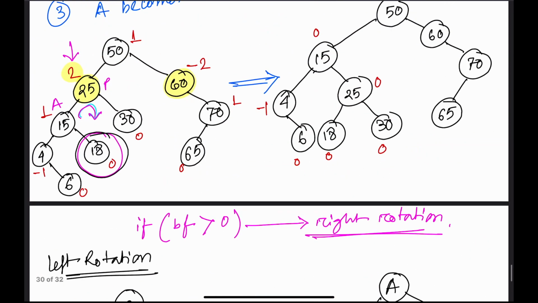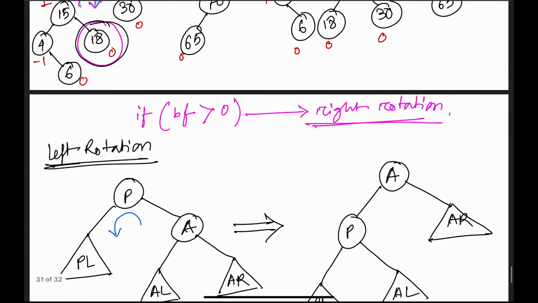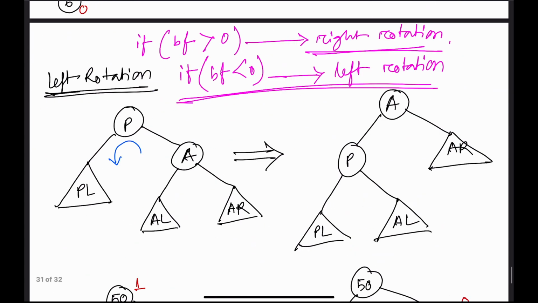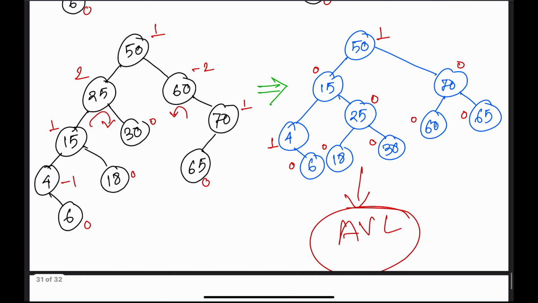If you haven't understood, another thing is: if the balance factor is less than 0, then blindly you have to do a left rotation. I am not writing the left rotation process, it's just the opposite of the right rotation. You just write it down and get to know. So in this way you have to do it.